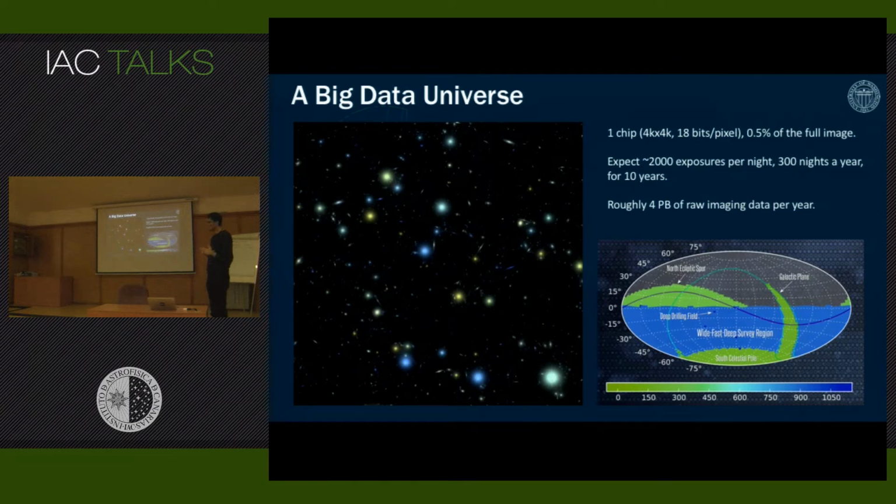This is an example of what a single chip of an LSST image looks like. This is actually a simulation. Each exposure is going to have 189 of those, and then we're going to tile the southern sky with those exposures. So that is what's represented on the bottom here.